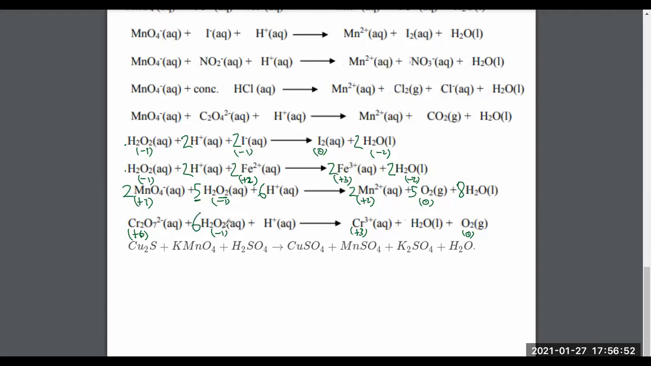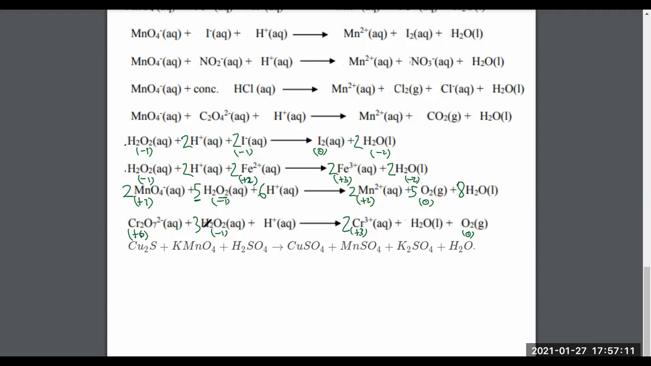And in H2O2, I have minus 1 for oxygen. It goes from minus 1 to 0. Difference is 1, but I have 2 oxygen atoms. Therefore, I have to put a 2 here. What's the problem? It's not the simplest ratio. Therefore, you have to change it to 1:3. 2 chromium atoms here, so you have to put a 2 here.